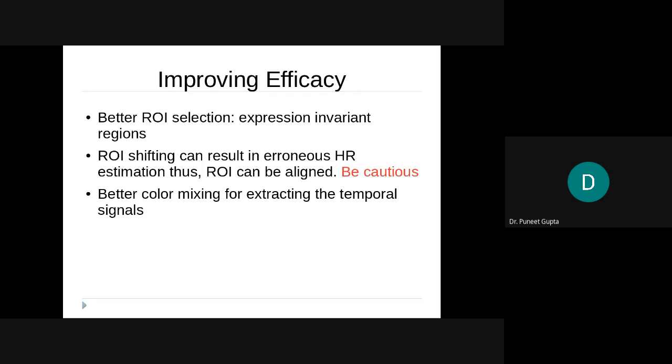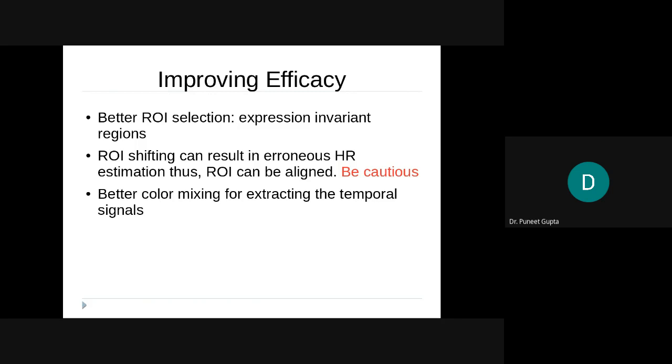After that, from each ROI, you need to extract your temporal signals. Like in the previous case, I just used the average green channel. People have used R, G, and B traces. And there are various other color mixing techniques that people can use. One can use hue, or you can use YCbCr space. So all these things have actually been explored. And even just on this question of how you can mix the colors, lots of good papers in very reputed journals have been published.